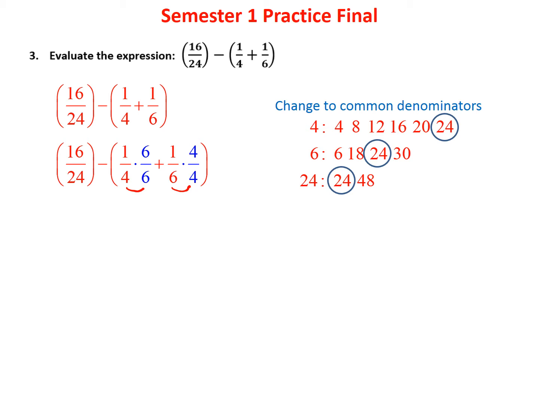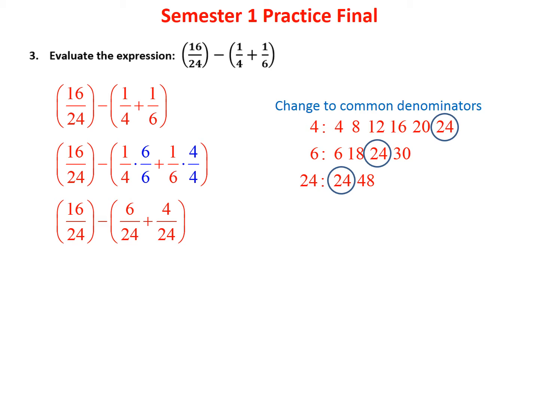But in order that we don't change the number, 6 divided by 6 is 1. Likewise, 4 divided by 4 is 1. When you multiply by an expression of 1, you're not actually changing the value. So now let's do the multiplication. And we have 16 over 24 minus 6 over 24 plus 4 over 24.